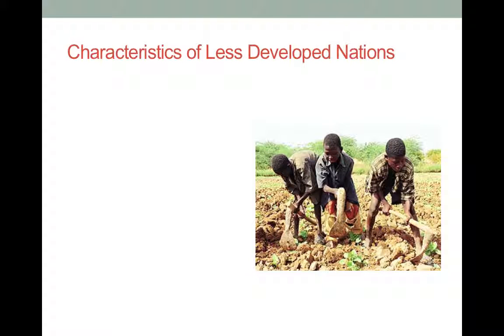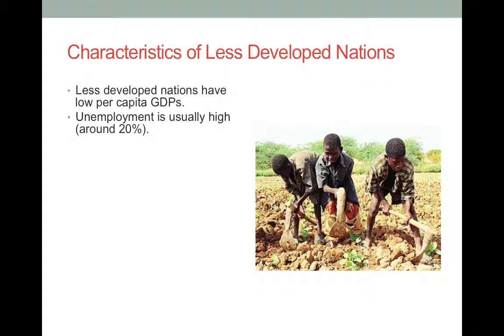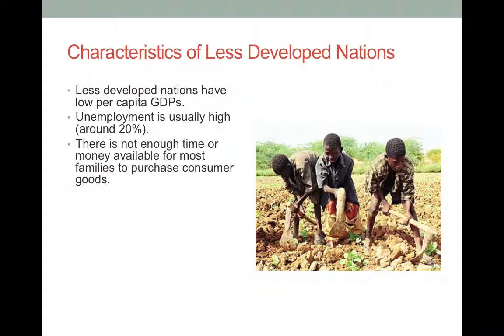Characteristics of less developed nations. Less developed nations have lower per capita GDP. Unemployment is usually high, around 20%. And there's not enough time or money available for most families to purchase consumer goods.